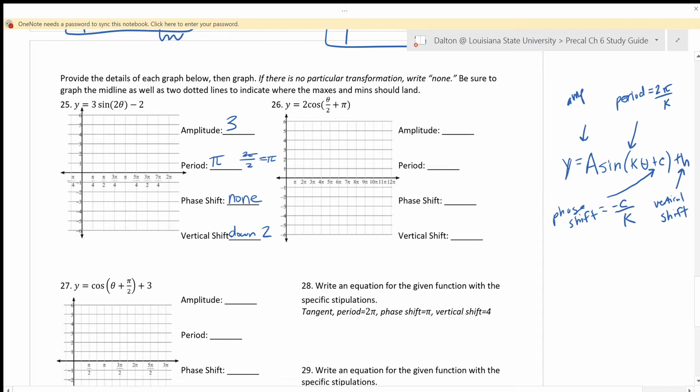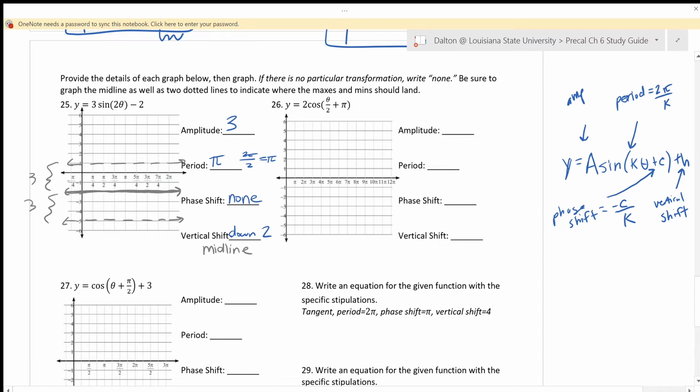Using this information only, I can go ahead and graph where I know my midline should be and where my maxes and my mins should hit. The midline is given to us by the vertical shift. If it's down 2, I know this is the center of my curve. If my amplitude is 3, that means I can go from here up 3 to positive 1. And this is where my max points should hit. And then down 3 to negative 5, this is where my mins should hit. So remember, that's what amplitude is. It's the distance away, which is 3 on both of them.